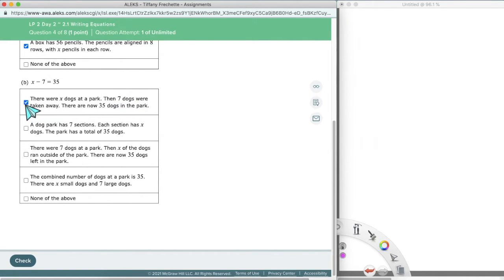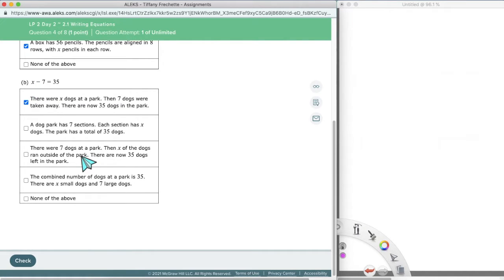That works. A dog park has 7 sections. Each section has X dogs. Each is a multiplication word. So that one, I'm not multiplying in this one. I don't want a multiplication word in there. There were 7 dogs at a park. Then X of the dogs ran outside of the park. Well, this would mean that I would have 7 and I would take X of them away. So this is kind of backwards. We need to make sure we're reading it in the right order for this one. We can't flip-flop the 7 and the X.